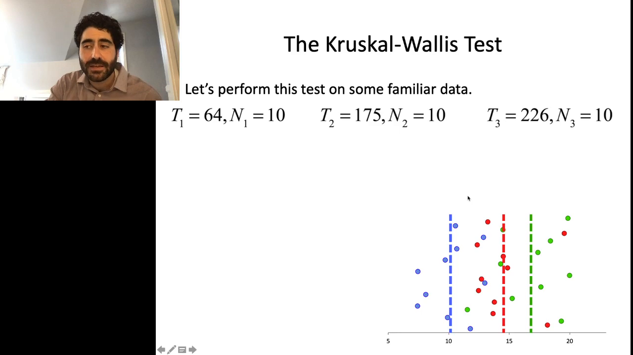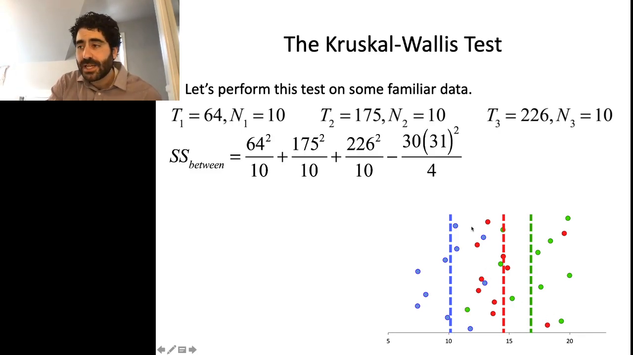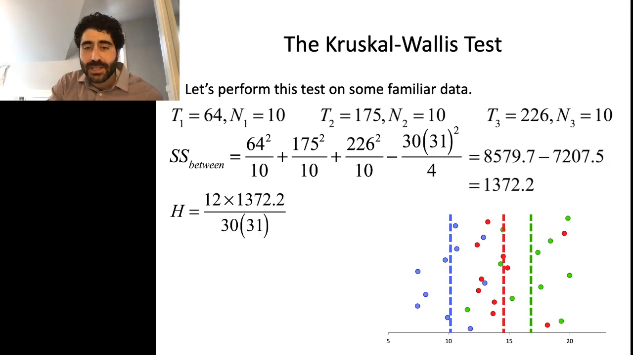Here, all the groups have the same size. We can sum up the ranks inside them. You can see that the blue group here has the smallest sum of ranks because its points tend to be smaller than the other ones. Then we just plug in our formulas from the previous slide. So we're summing up t squared divided by n for each of these groups, subtracting off our constant, and then plugging into our H formula. We end up with this 17.71.